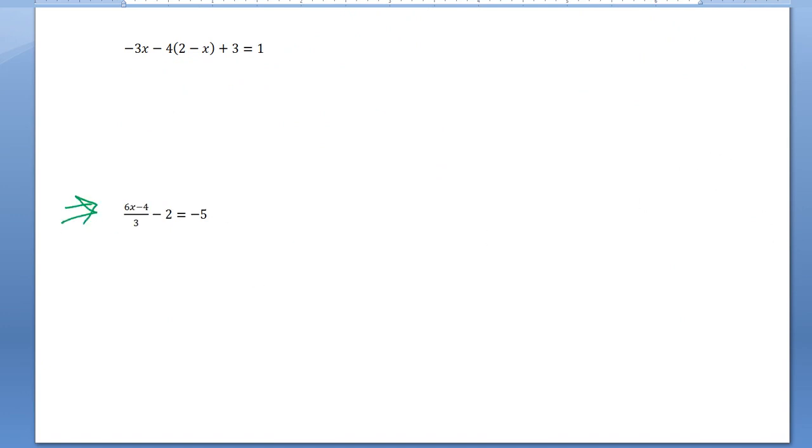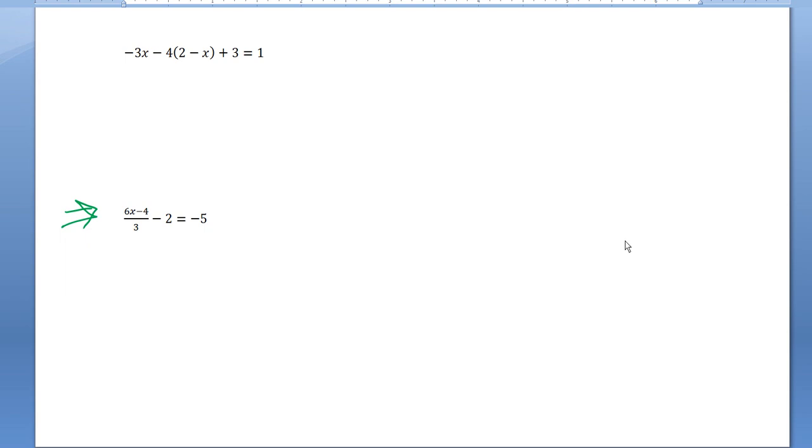Okay, so we're going to take a look at 6x minus 4, the quantity 6x minus 4 over 3, subtract 2 equals -5. I have a few things keeping x from being by itself. I've got this, this, this, this. That's a lot of numbers keeping x from being by itself, but we will work our way through one by one. What do you think the first thing you need to do is to get rid of?